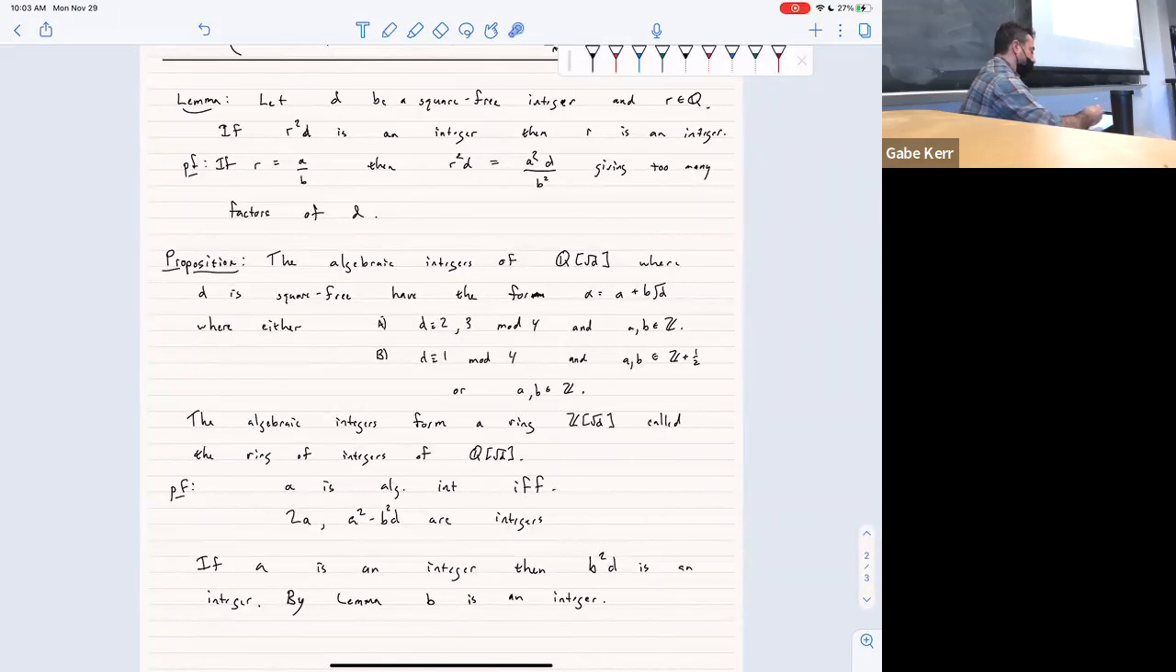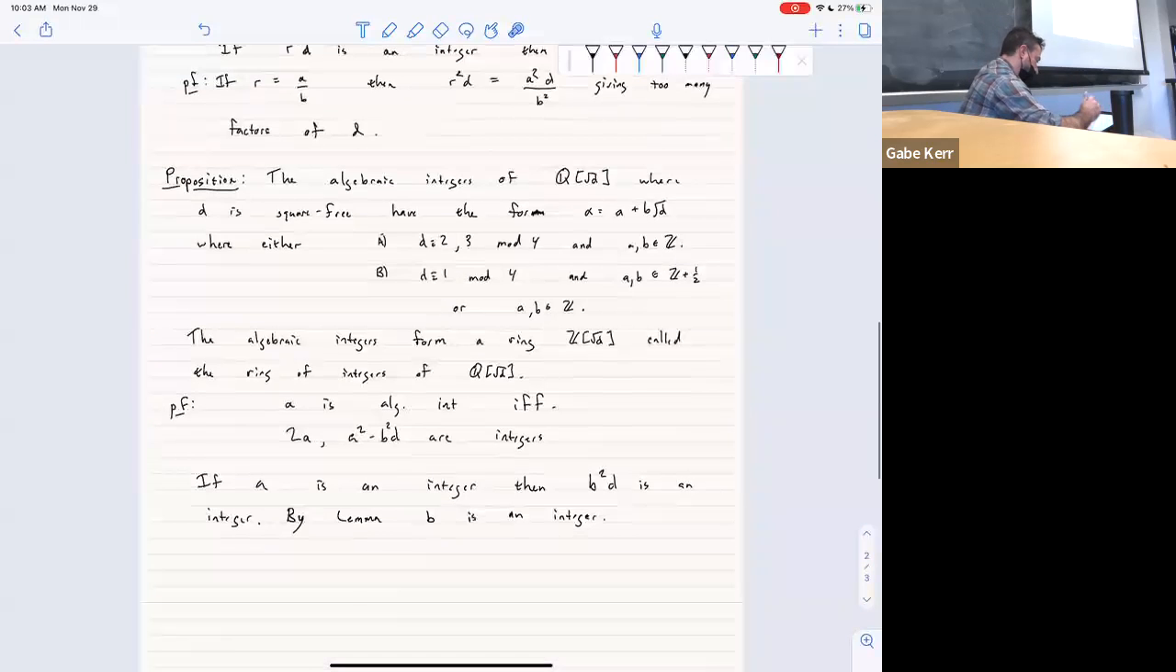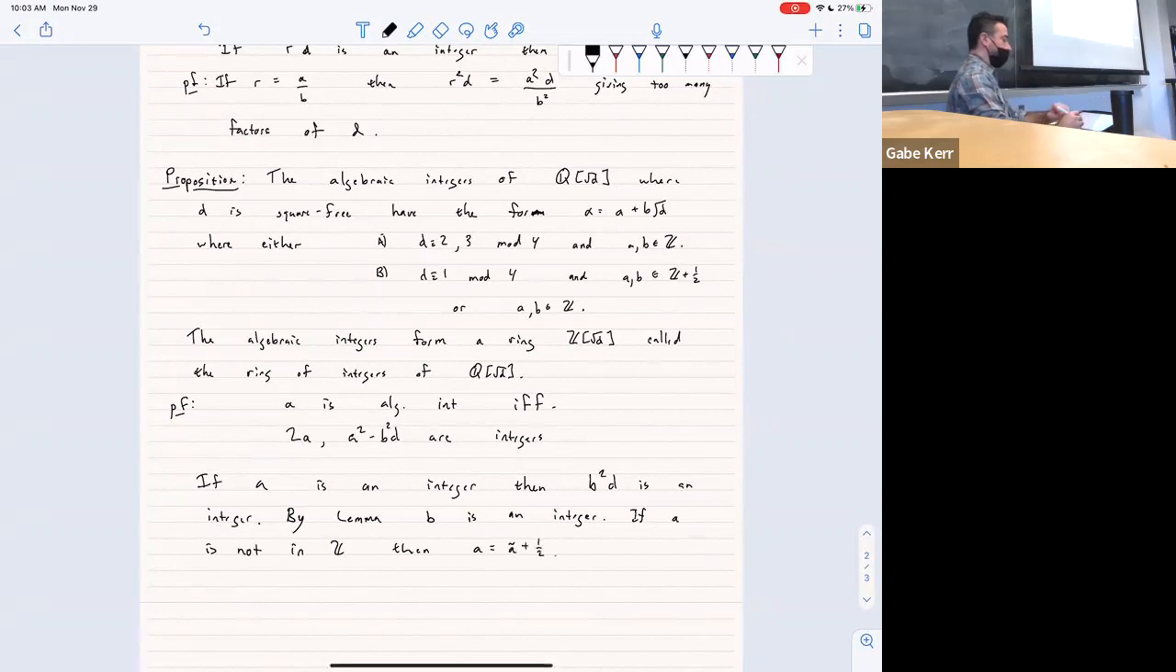So what I'm saying is, if a is an integer, then b has to be an integer too. Then we get both of them. If a is not an integer, then it's a half. Then we can say, okay, well then it's a half, so a is equal to a tilde plus 1, some a tilde.